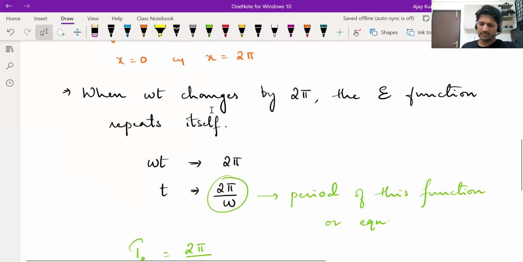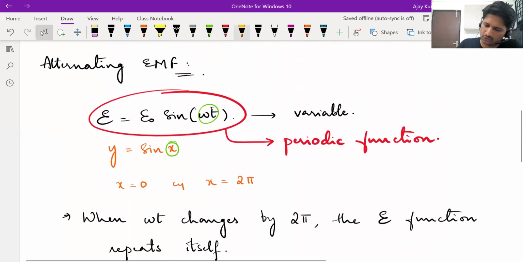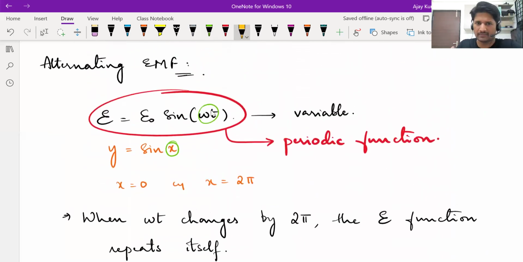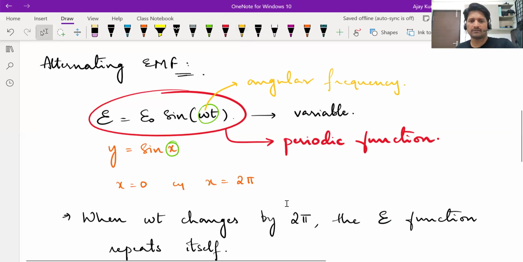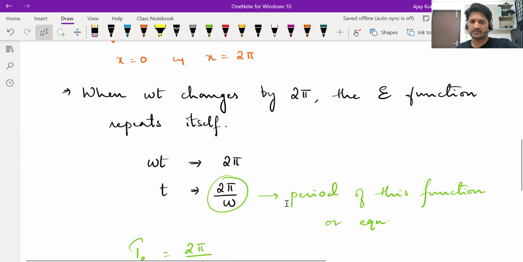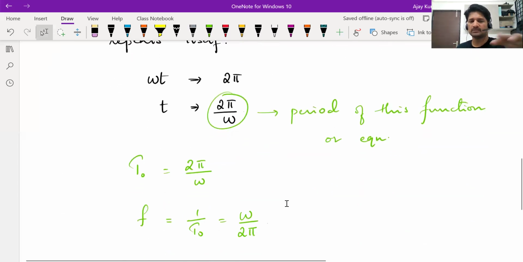And when we write a sine function like this with omega as the coefficient of the variable, which is time, omega is the constant angular velocity with which we rotate the coil. Omega here is called angular frequency of this function. Are the terms clear? Omega is angular frequency. 2 pi by omega is the time period. Omega by 2 pi is the normal frequency.